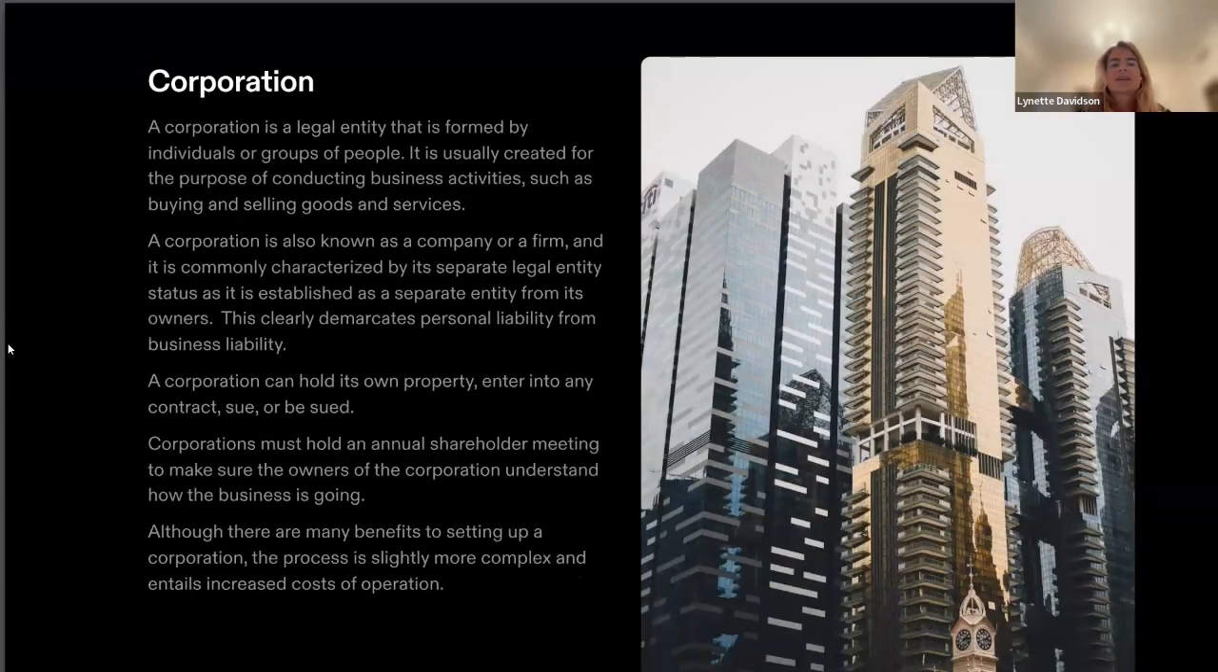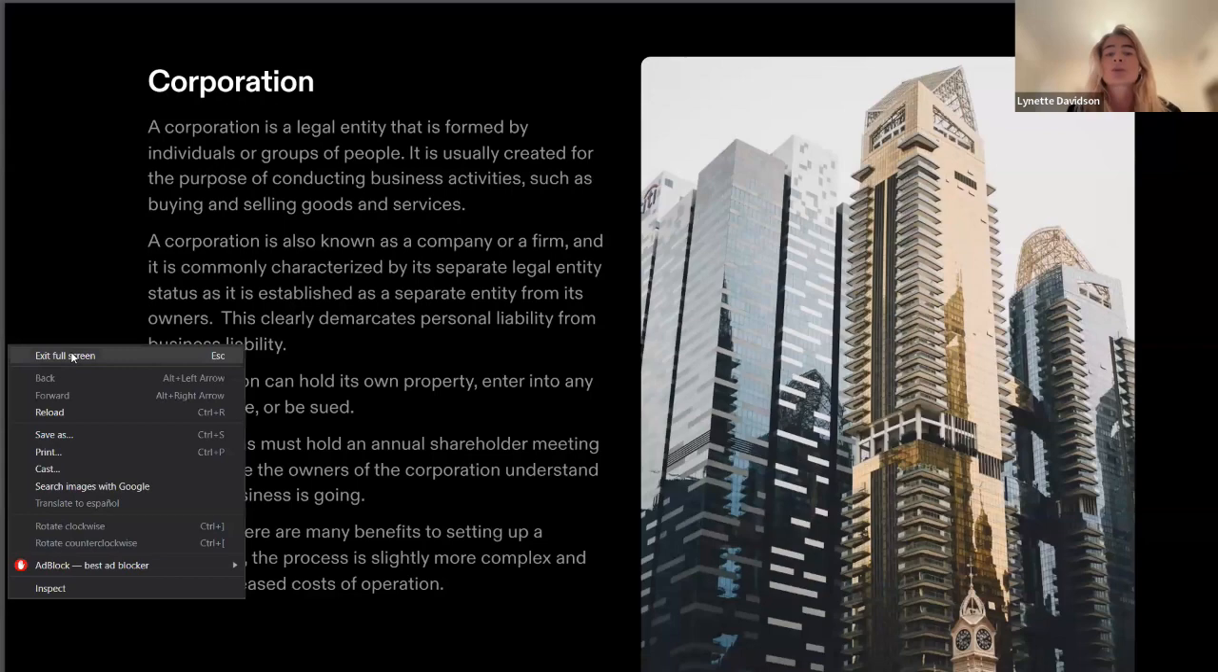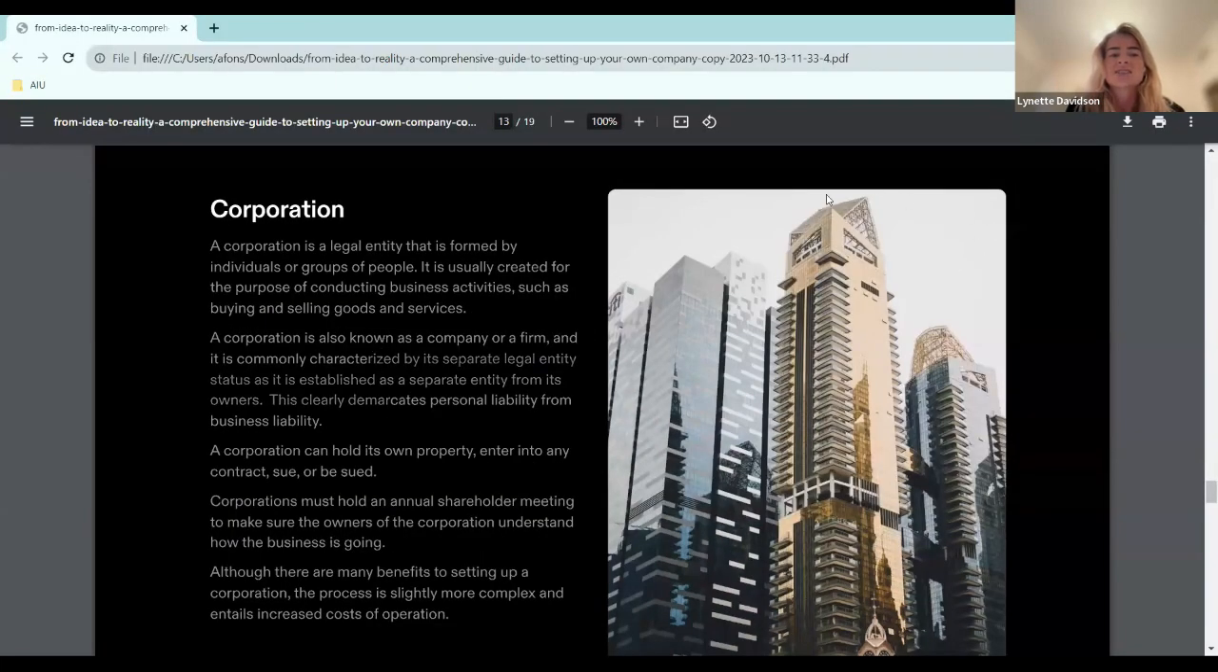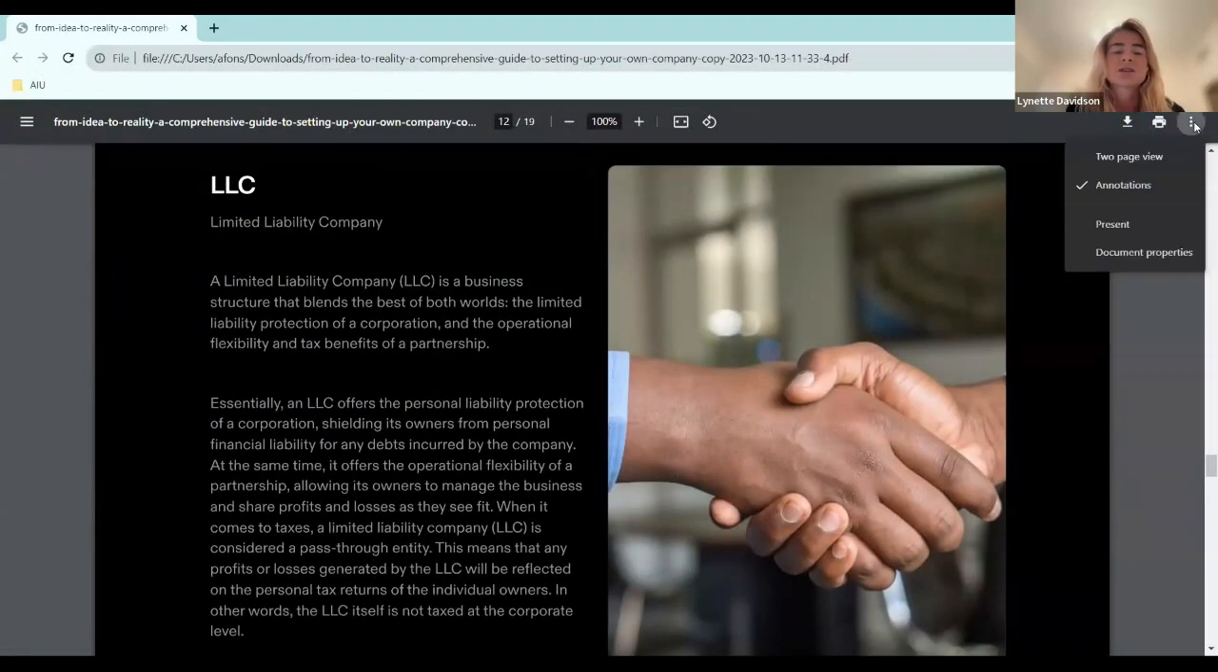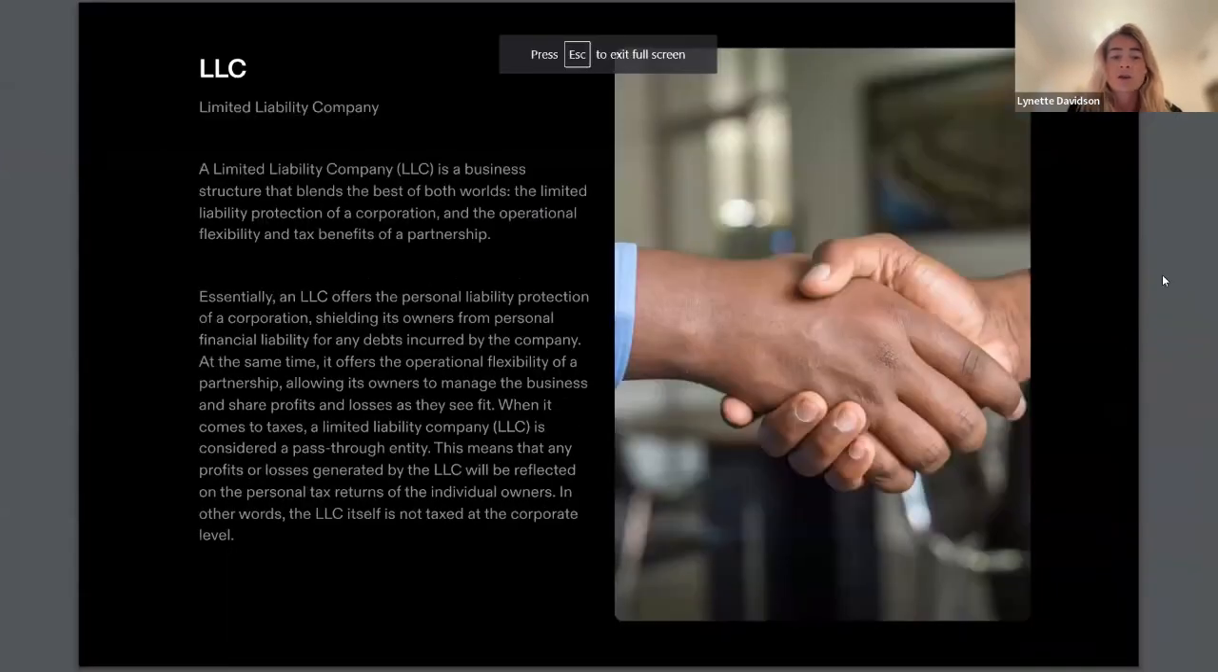A limited liability company is a business structure that blends the best of both worlds. The name already includes it. It has a limited liability protection layer, which means you are less liable, and you have the tax benefits of a partnership. Essentially, an LLC offers the personal liability protection of a corporation because it shields the owners from personal liability for any debts incurred by the company. But at the same time, it's as flexible as a partnership, because it allows the owners to manage the business and share profits and losses as they see fit.